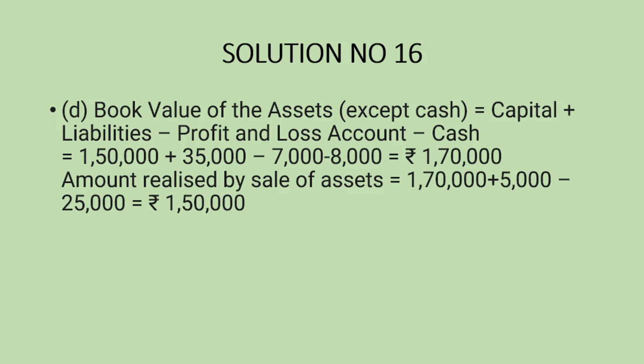Book value of the asset except cash is capital plus liability minus profit and loss minus cash, that is 1,50,000 plus 35,000 minus 7,000 minus 8,000, that is 1,70,000. And the amount realized by sale of asset is 1,70,000 plus 5,000 minus 25,000, that is 1,50,000.